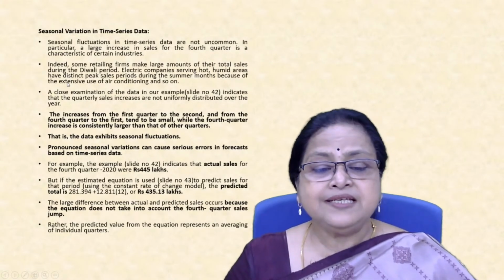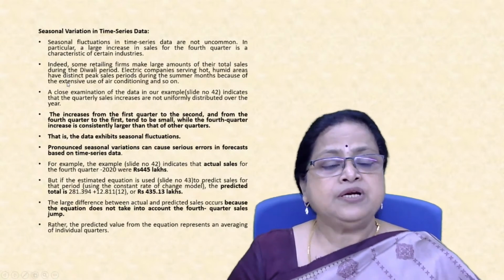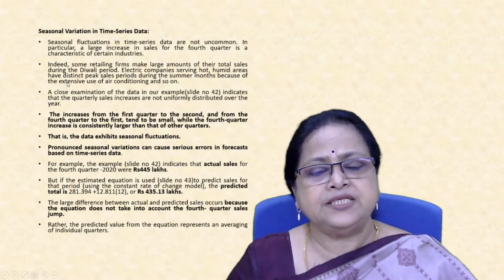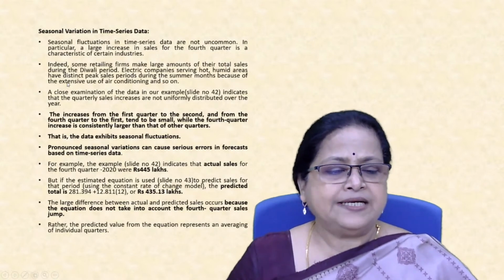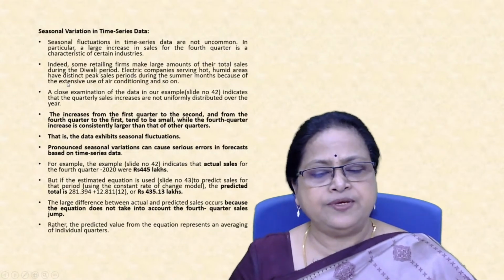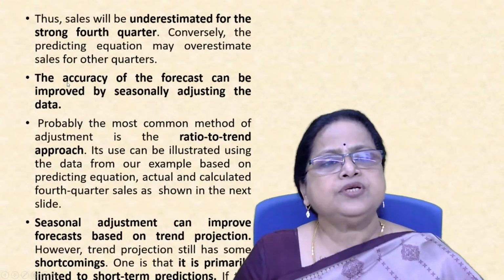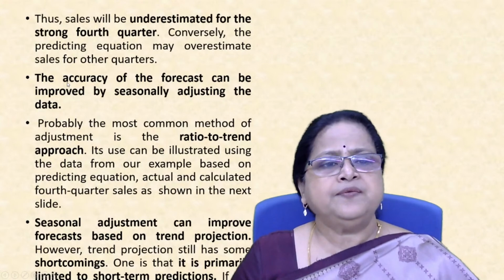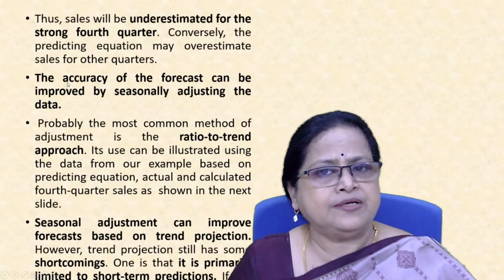440, 445 lakhs. This gap between actual and predicted sales occurs because the equation does not take into account the fourth quarter sales jump. There is a jump in the fourth quarter sale. The equation doesn't take that into account. Rather, the predicted value from the equation represents an averaging of individual quarters. So the sales will be underestimated for the strong fourth quarter. Conversely, the predicting equation may overestimate sales for other quarters also.